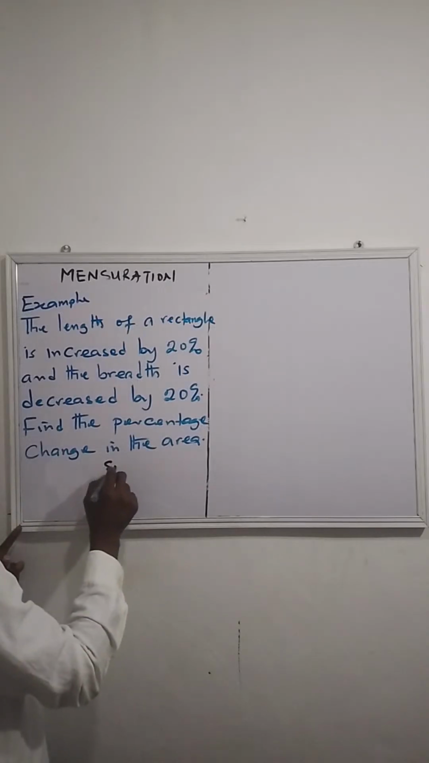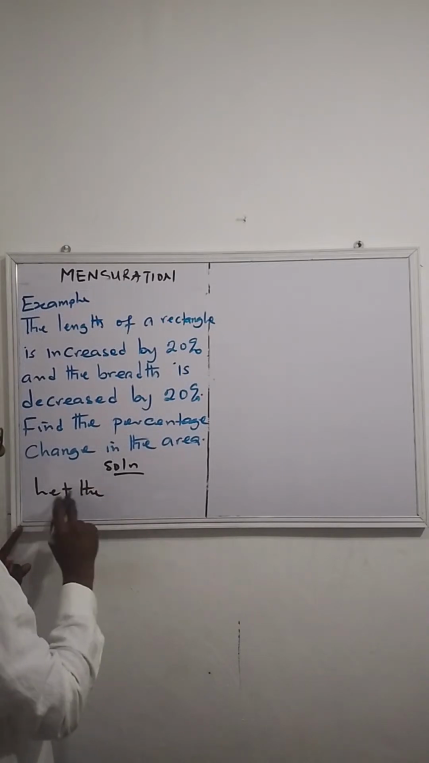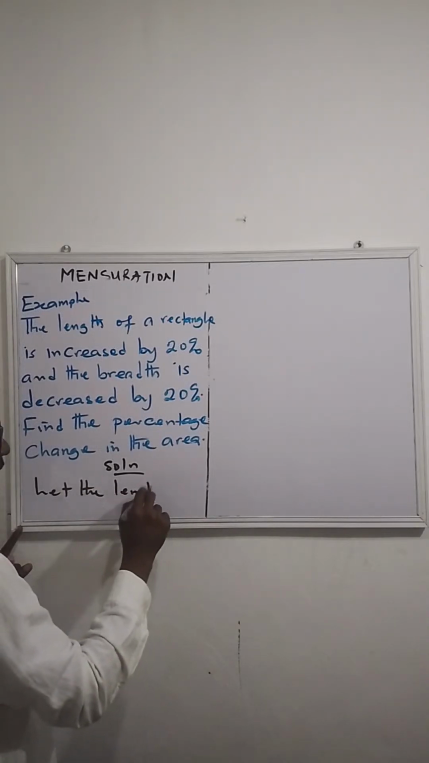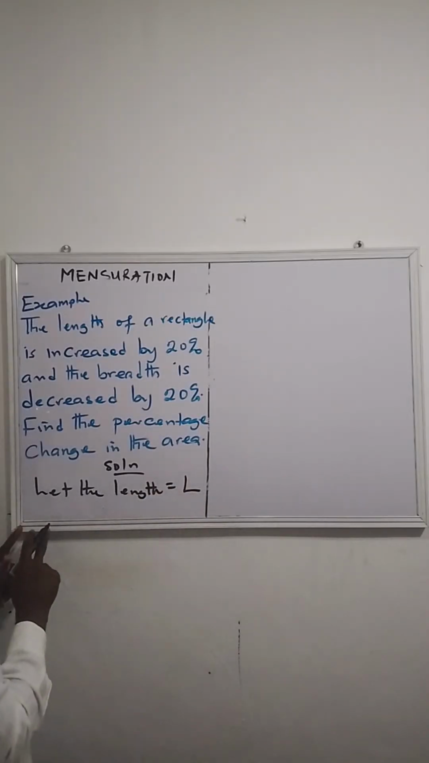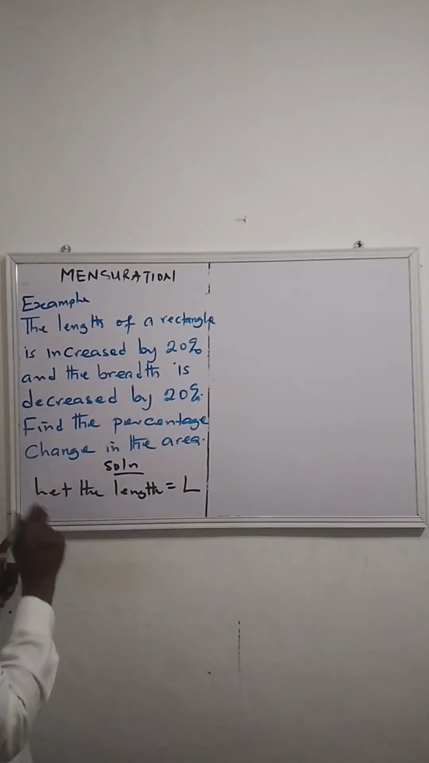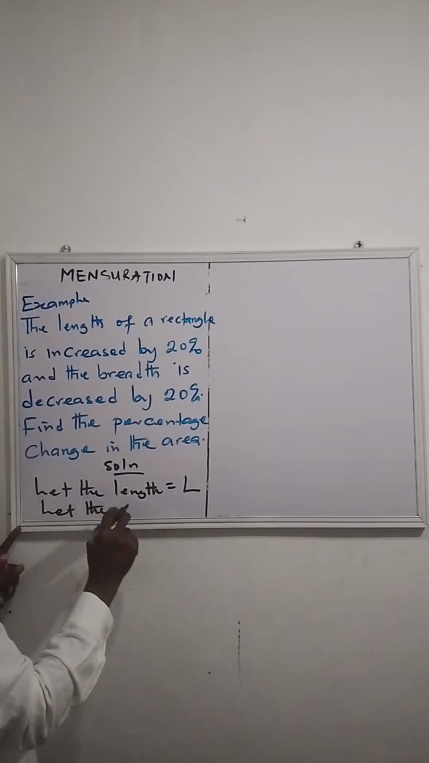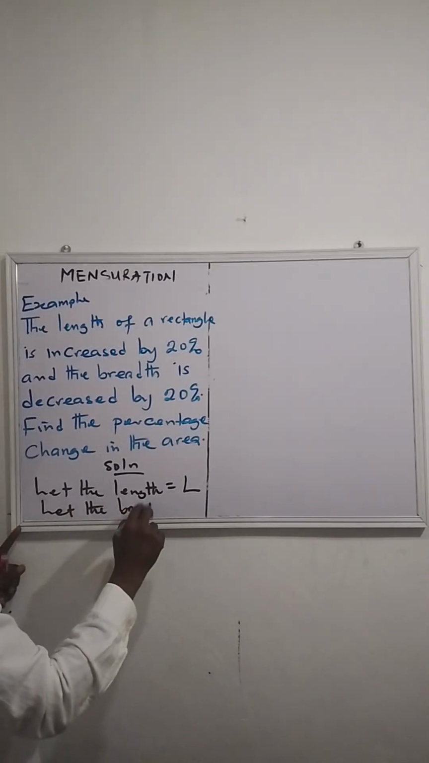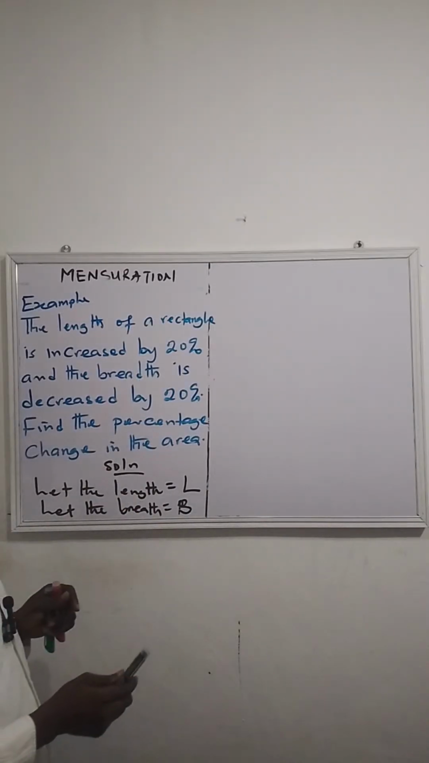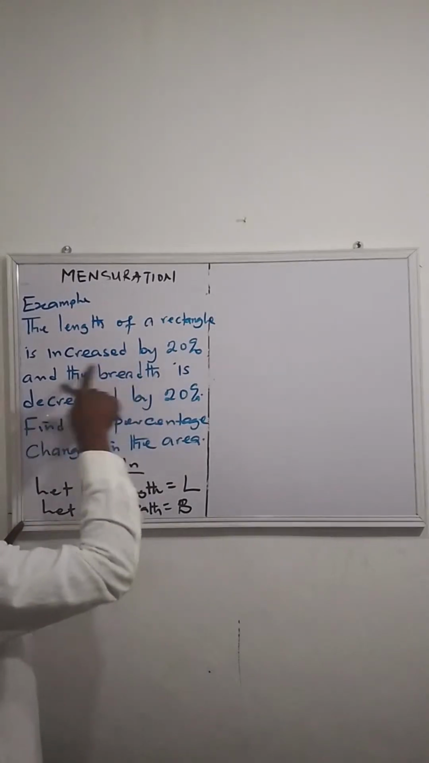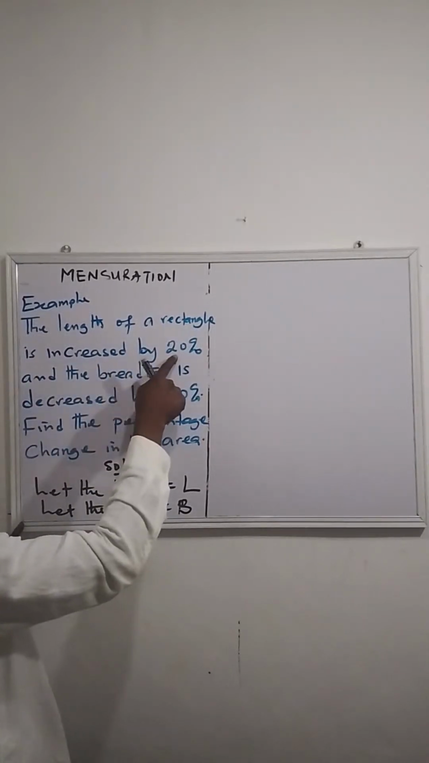So I will start by saying, let the length of a rectangle be capital letter L, and let the breadth be equal to capital letter B. Now, the question says that the length of a rectangle is increased by 20%.